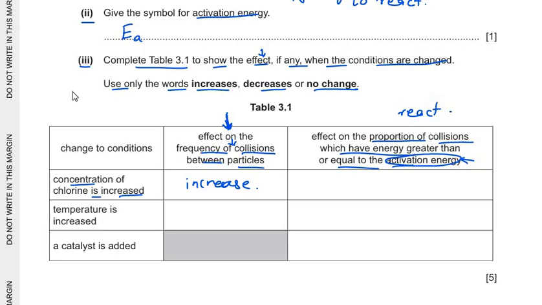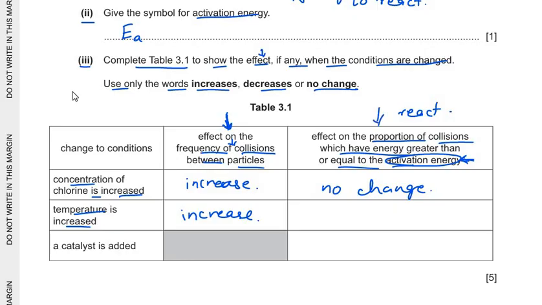But on the proportion of the collisions which have energy greater than or equal to the activation energy, that will have no change, because the activation energy value does not change. So only the particles having energy more than or equal to activation energy will react. So no change here. Now if the temperature is increased, of course the movement of the particles increases, and that's why the frequency of the collision also increases. So the number of collisions per unit time will increase.